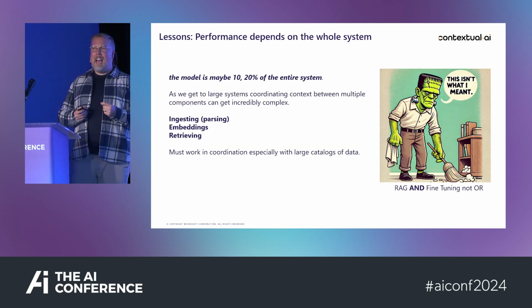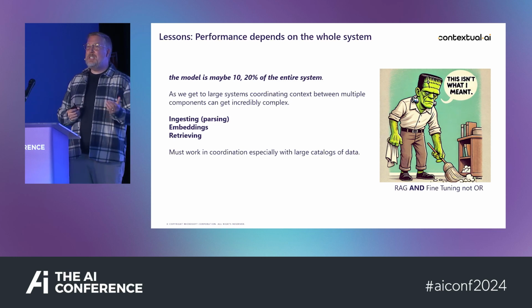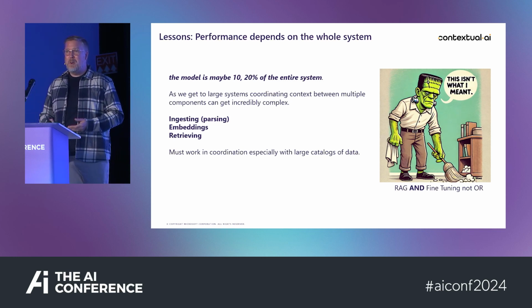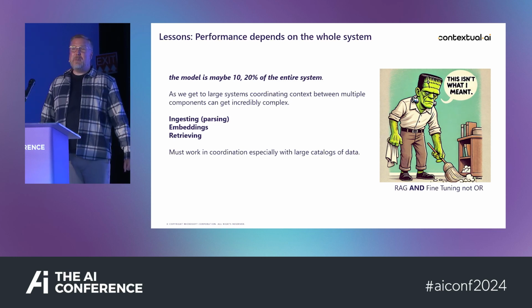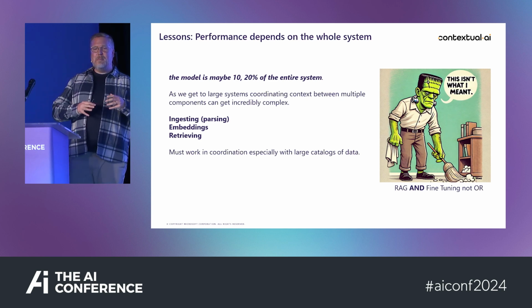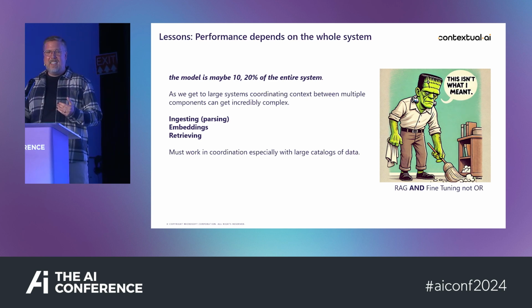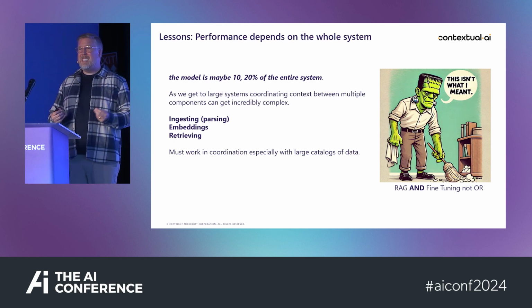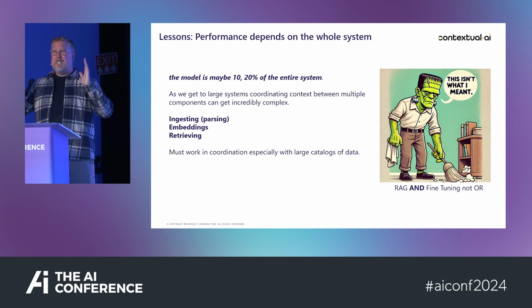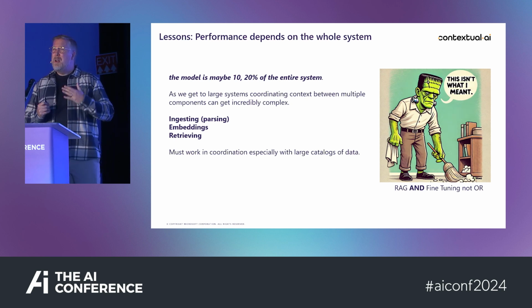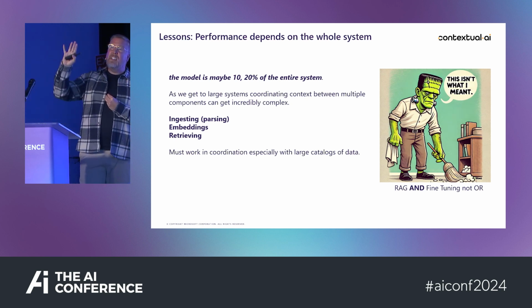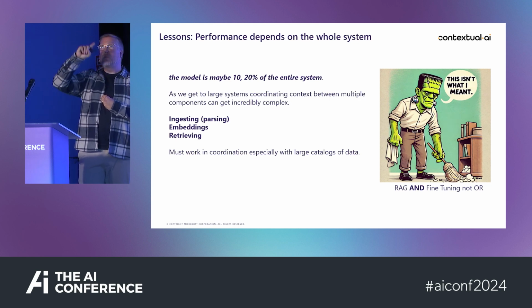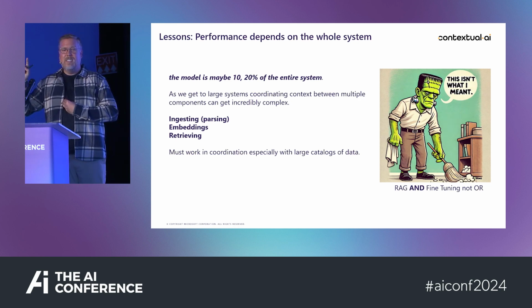And so he says, I actually believe that the model is maybe 10 to 20% of an entire system or application. As we get to really large systems and we're trying to coordinate really big data, it's going to get incredibly complex. And things like how you ingest that data, you know, my Word doc is different than my Excel doc. I need specific parts of a PDF application. My company has hidden information within the documents that we're using that you would only know by the context of where it's located on the page.